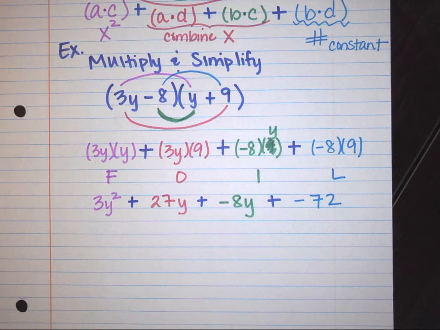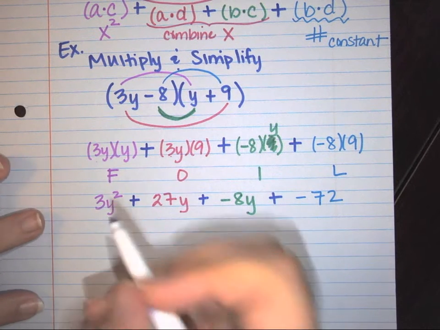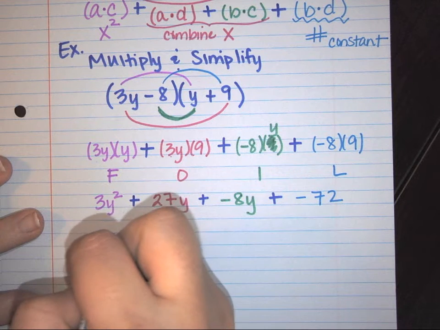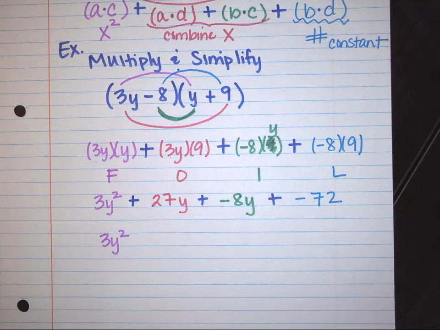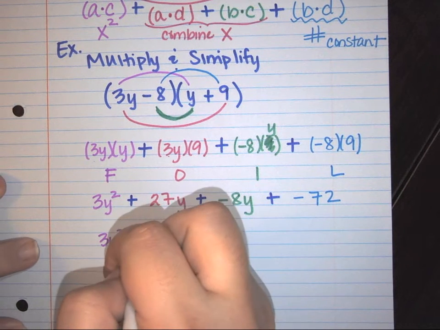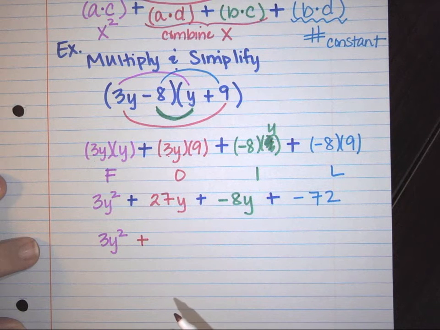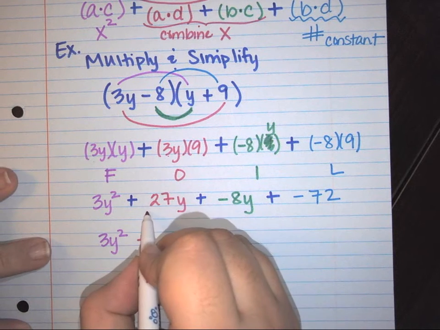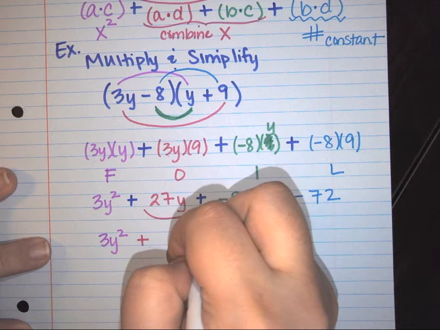So I have to go ahead and simplify things down. Notice there's nothing to combine with my 3y squared. So this is still going to be 3y squared. When I look at the next term, notice I'm adding to a positive, so this becomes plus my 27y, and then I have minus 8y. So this piece right here is the piece that is going to combine.